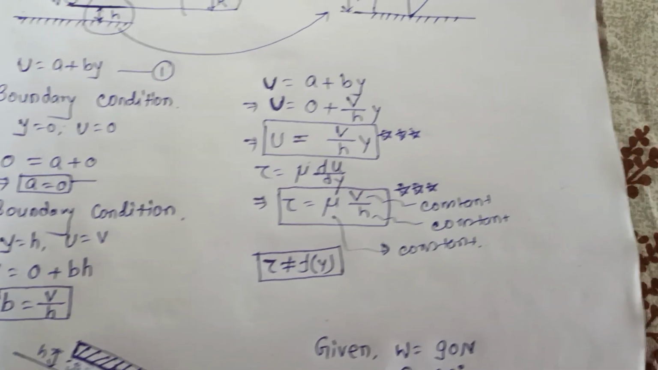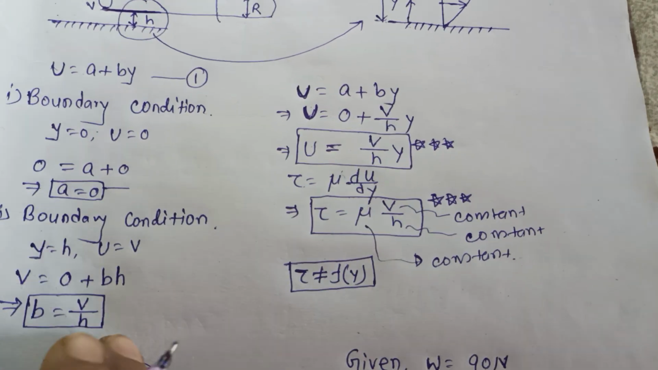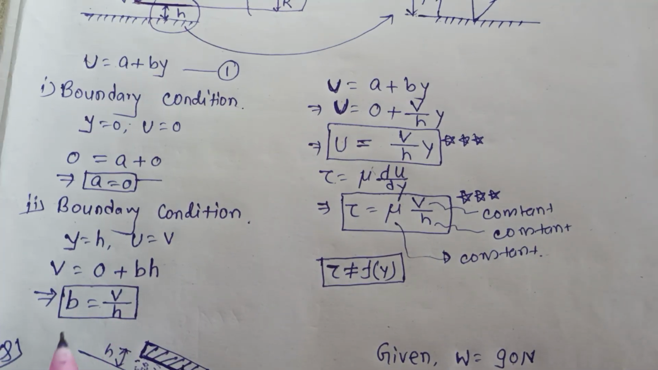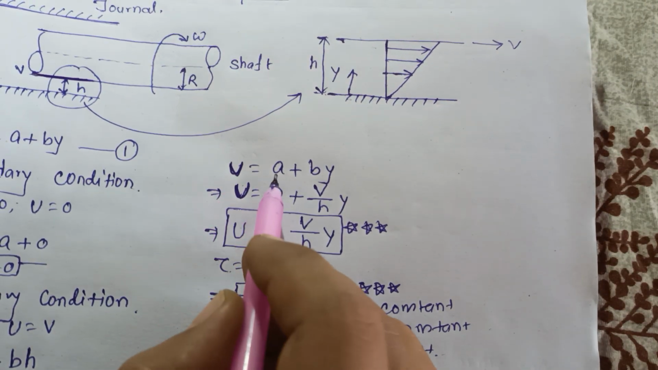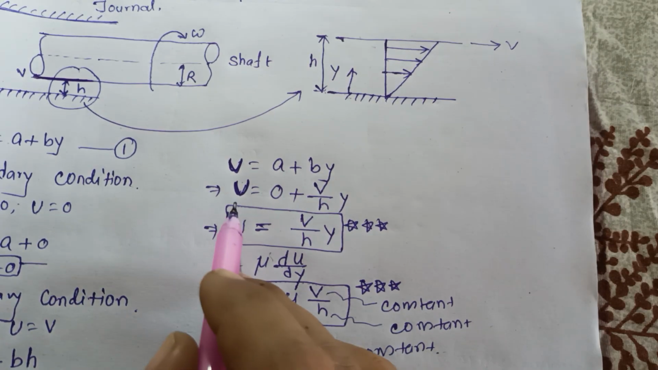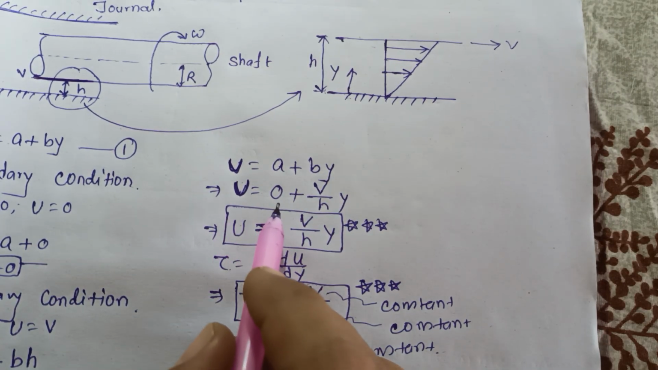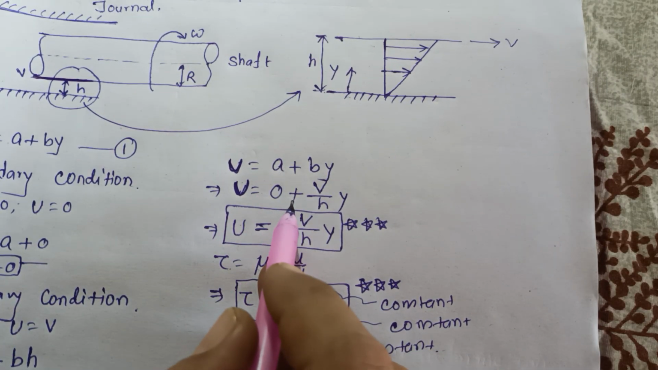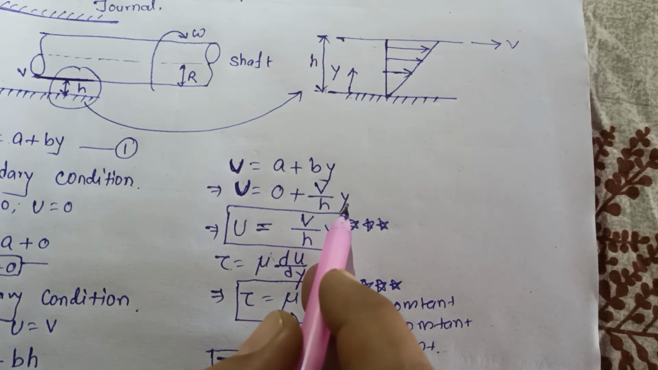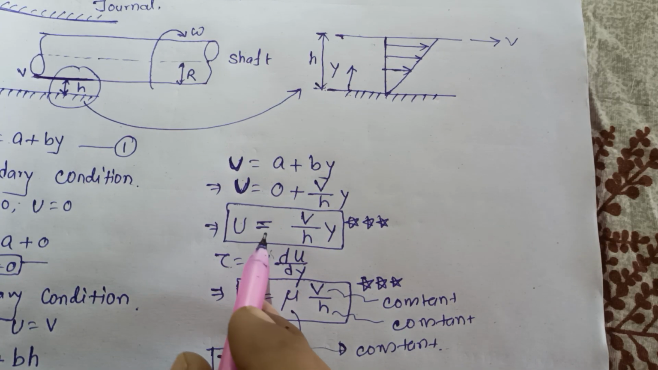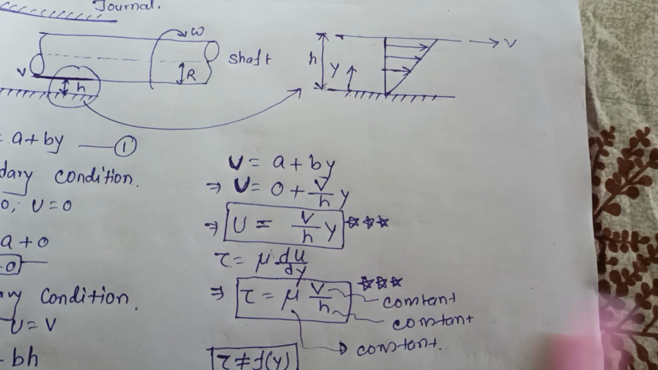Now if we apply these two values a and b in equation 1, where equation 1 is u equal to a plus b into y, then u equals 0, the value of a, plus the value of b, that is v by h, into y. So from here u equal to v by h into y.